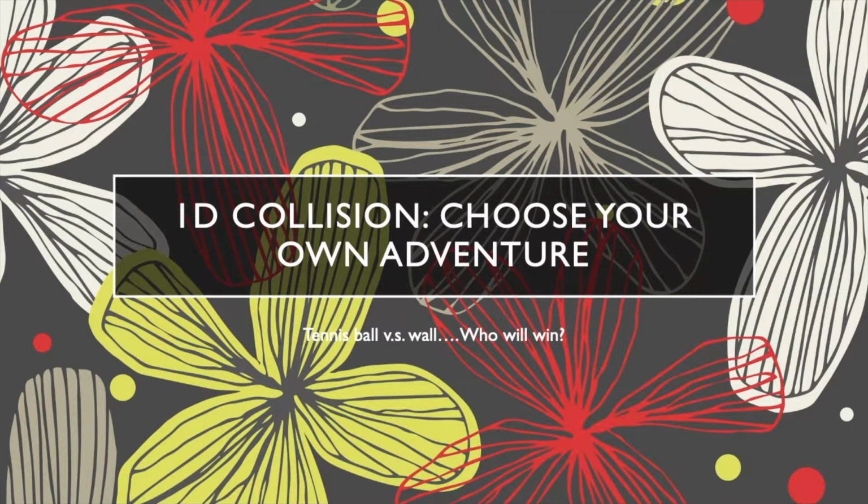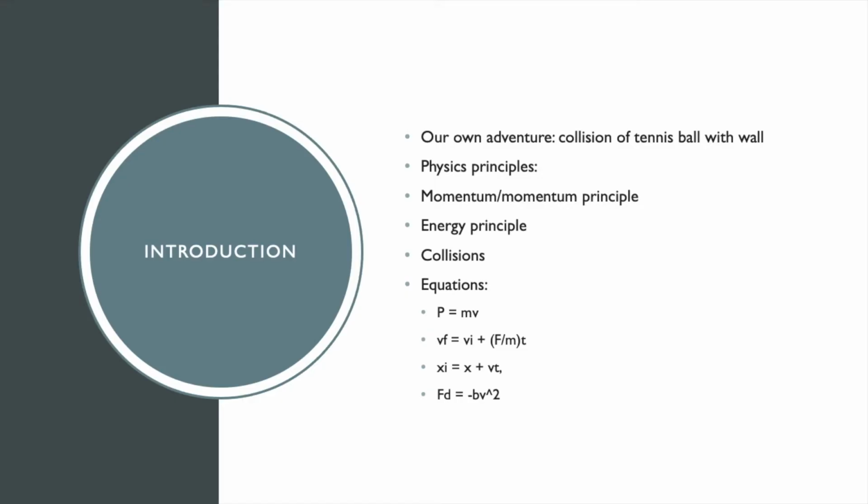Today we'll be looking at 1D collisions. What happens when you roll a tennis ball at the wall? Overall, the physics principles involved in this will be momentum and the momentum principle. It will be the energy principle in collisions, specifically inelastic collisions, when there is no change in momentum but a change in energy. And then these equations can be represented where momentum is the multiplication of mass and velocity, the velocity update formula, the position update formula, and then the force of drag.